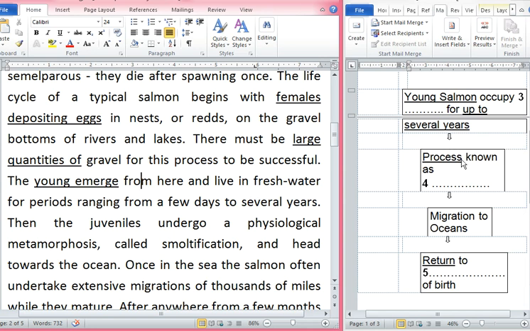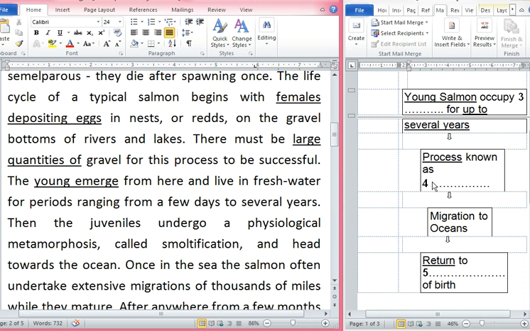Let's go to question number 4, and it talks about a process. I have to find out some process and its name. Okay, so let's start reading from here. Then the juveniles undergo a physiological metamorphosis. If you don't know the meaning, juvenile means young, and a physiological metamorphosis means a kind of change or process. So they are talking about the same thing. Sometimes even vocabulary plays a vital role. If you don't know the meaning, perhaps you cannot get the answer. But it's called smoltification. So what is this physiological metamorphosis known as?